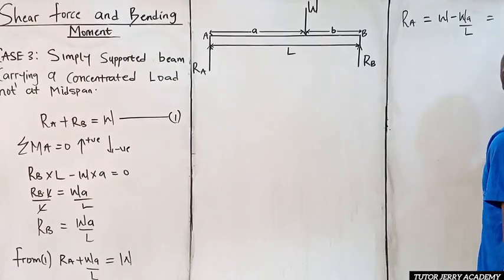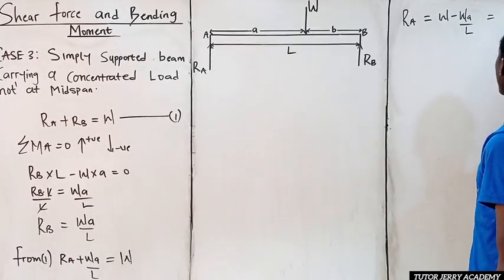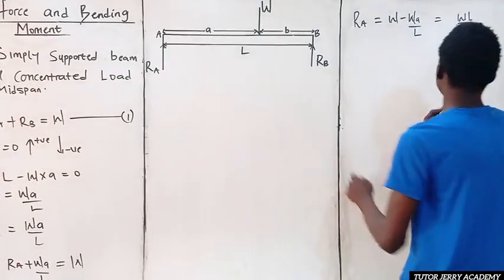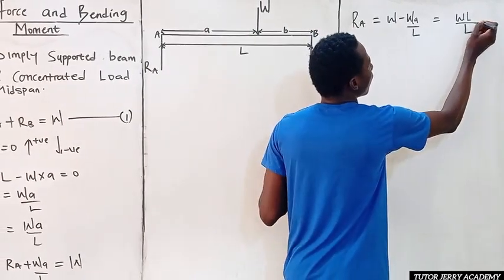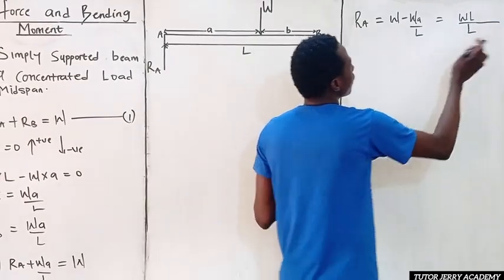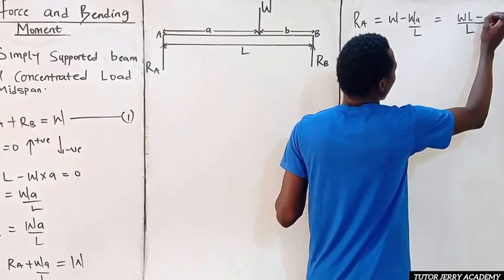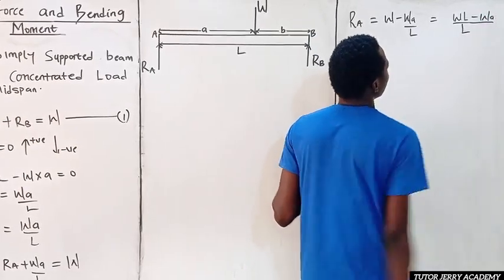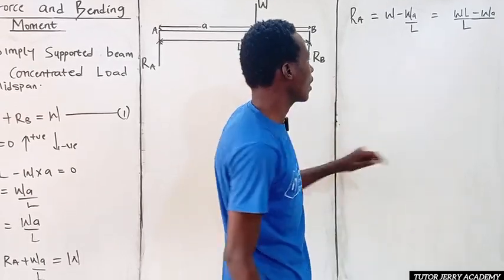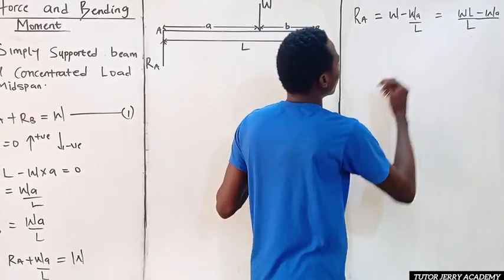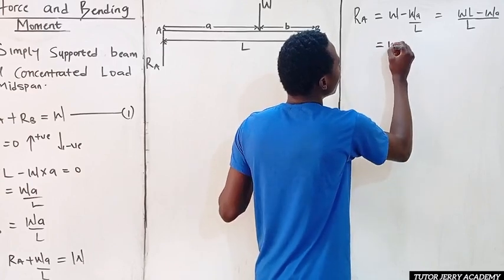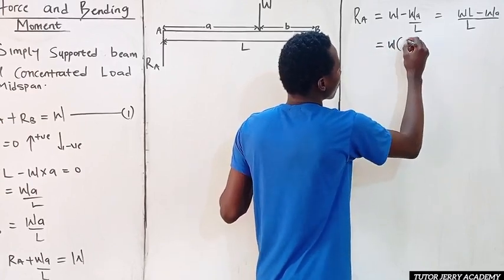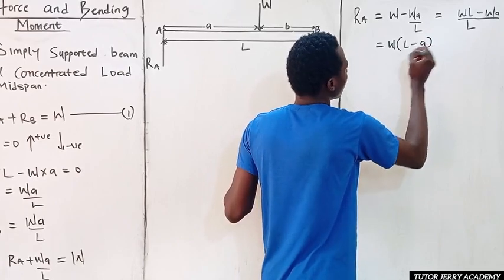We take the LCM. We have L multiplied by W, which is WL. L divided by L is 1, multiplied by WA, we have minus WA. Now, of course, you can see that W is common here. So this will be equal to W into, if you factor it out, we are left with L minus A, all over L.